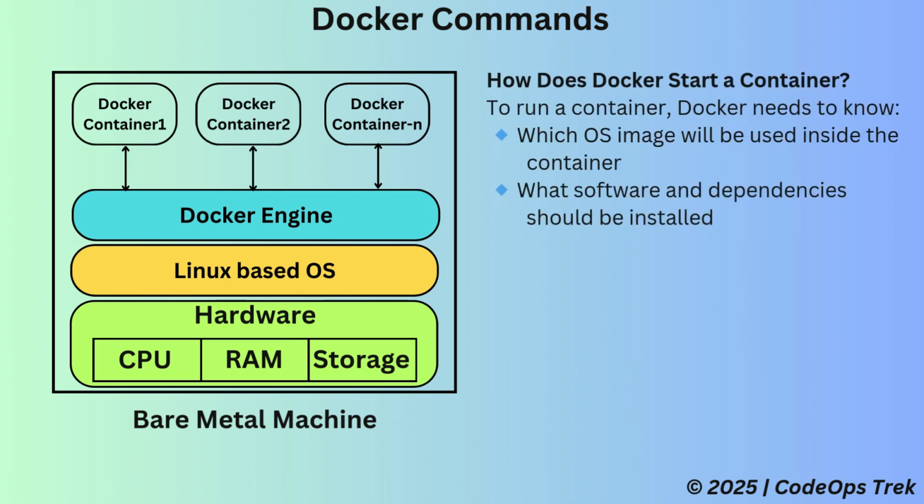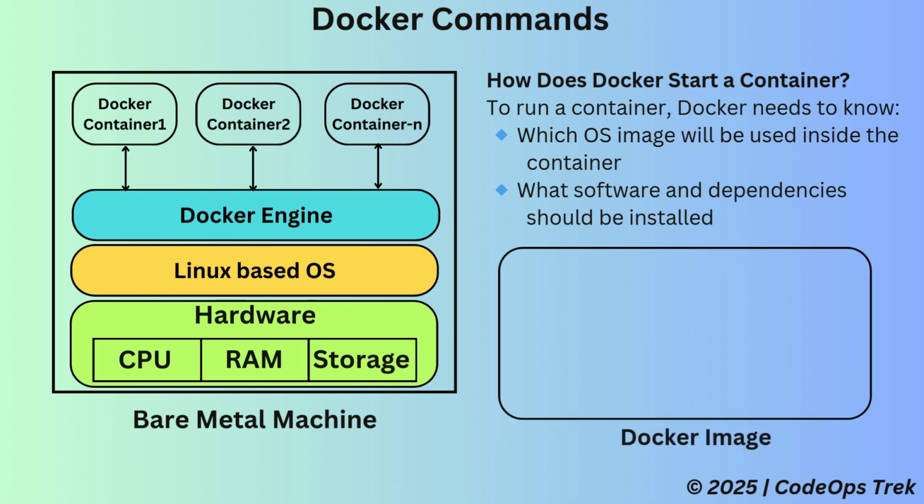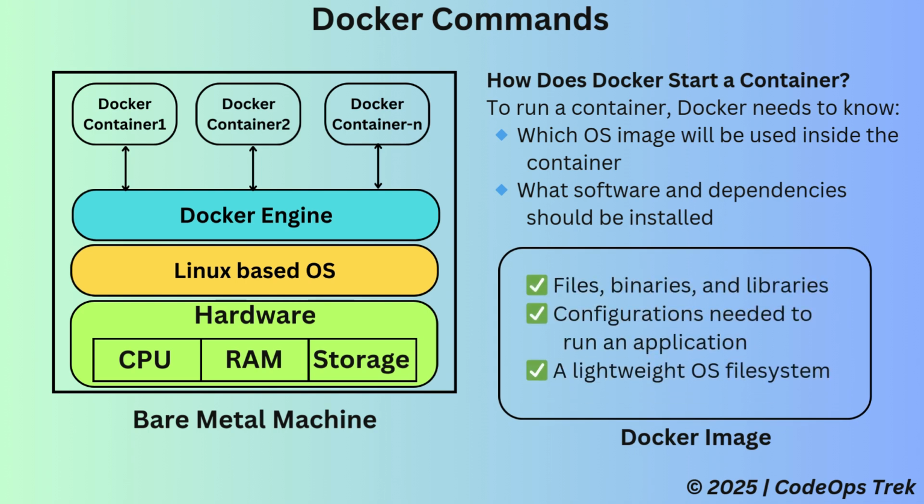Now, let's see how the Docker engine spins up or starts a container. To run a container, Docker needs to know which OS image will be used inside the container and what software and dependencies should be installed. All these details are stored in a template called a Docker image. So, a Docker image includes files, binaries, libraries, and configurations needed to run an application, and a lightweight OS file system. So the Docker engine starts a container on the basis of the Docker image.